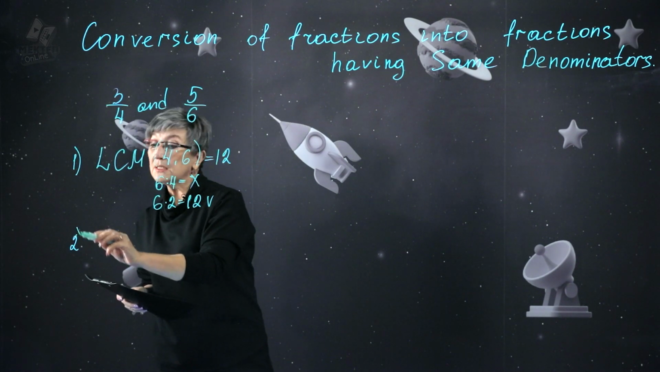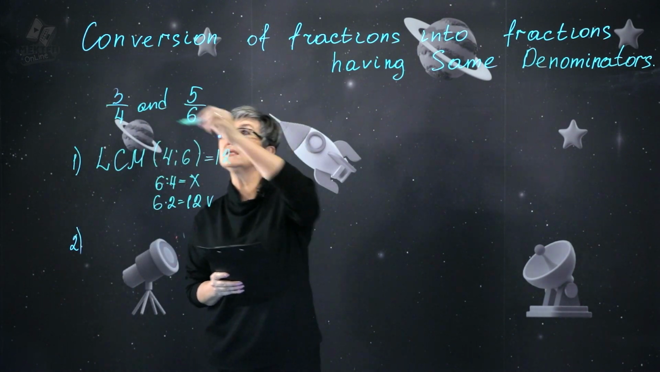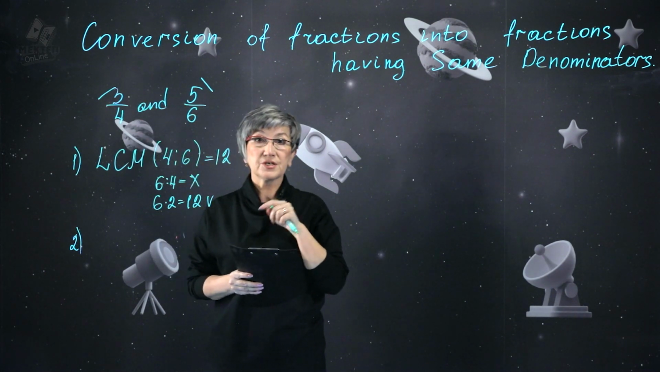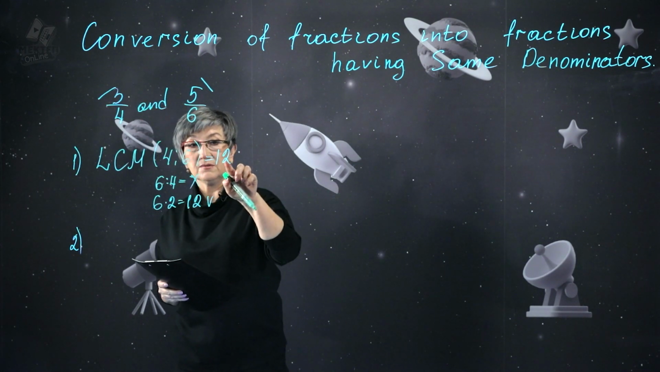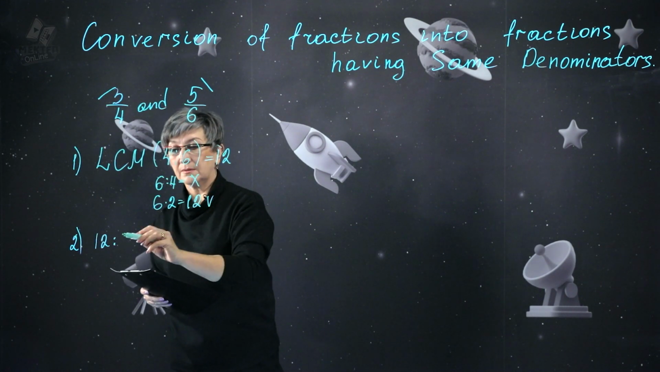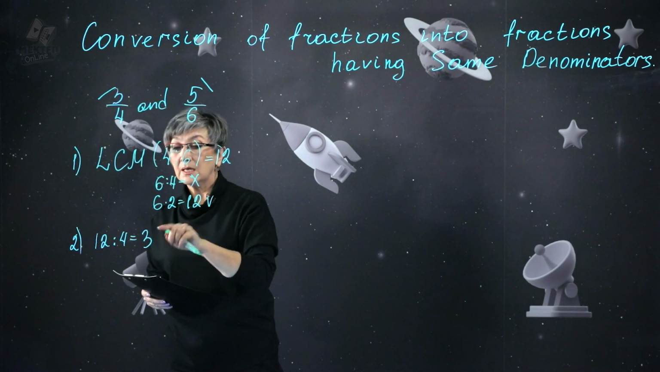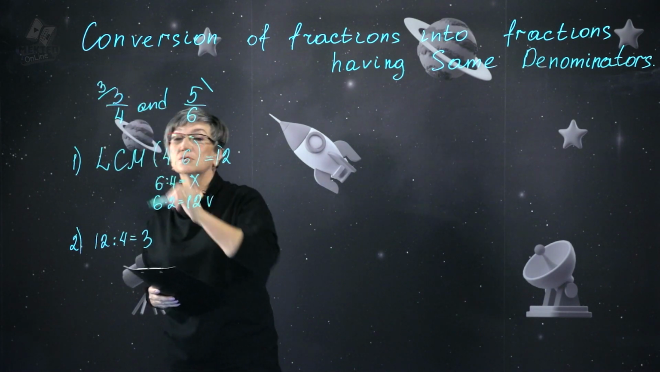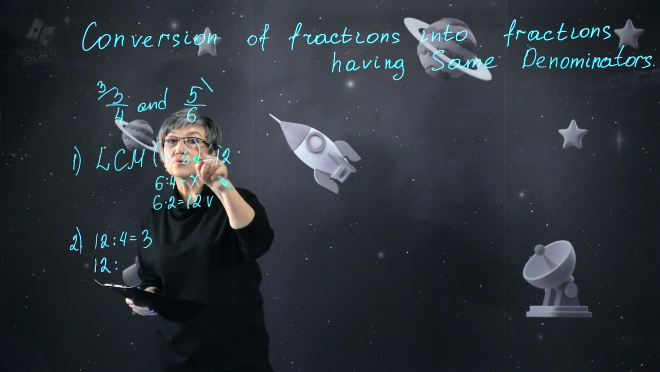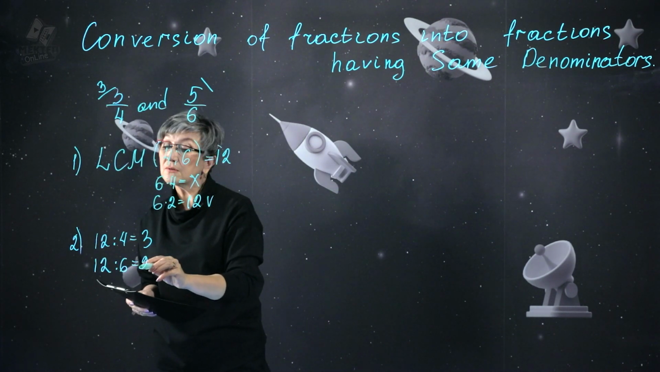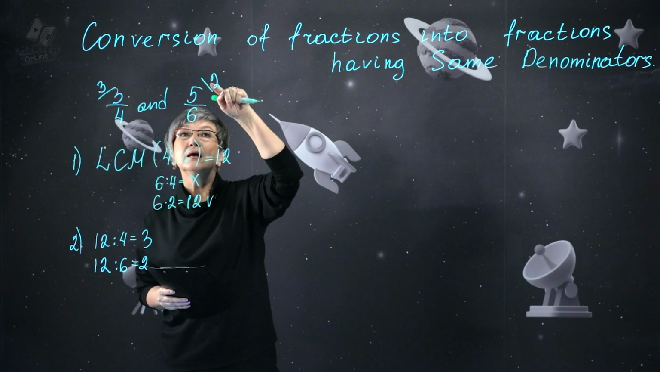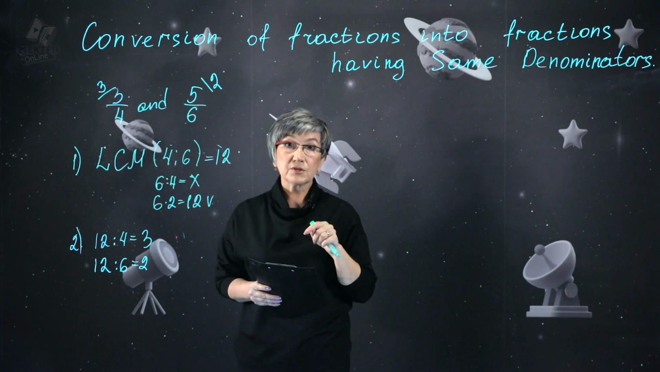Moving on to step 2. At this point, I need to find additional factors, which I will then record next to the numerators of the fractions. What steps do I need to take to complete this? I am dividing 12 by 4. I get 3, and I am jotting down this 3 here so I do not forget it. 12 divided by 6 gives 2. And don't forget to write down this 2 as an additional multiplier next to the second fraction.